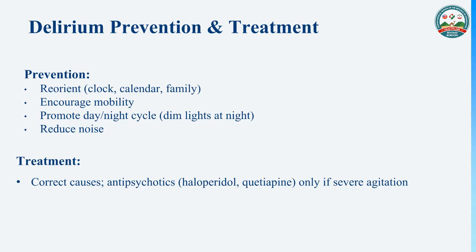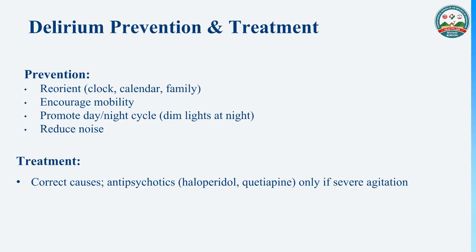We should also promote a healthy day and night cycle. Keep the lights bright during the day and dim them at night to help patients maintain their natural sleep rhythm. Finally, try to reduce environmental noise because rest and quiet surroundings can make a big difference in reducing confusion.